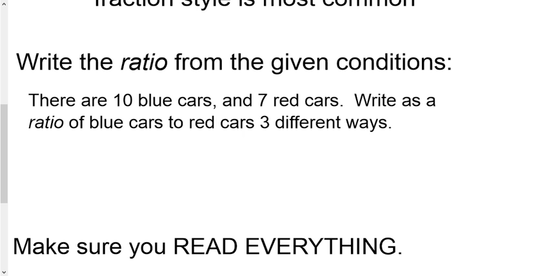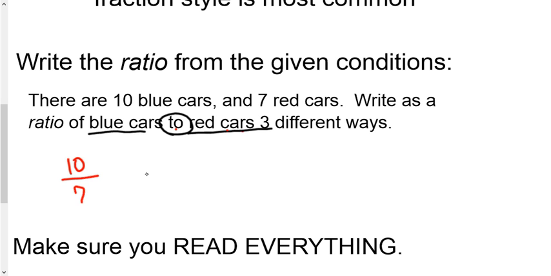Let's see, we said the first way that we could do it was write it as a fraction. And let's see, it says write as a blue car. So how many blue cars do we have? 10. So we'll just put a 10 there. And it says to red cars, 3 different ways. How many red cars do we have? 7 red cars. So we'll put 7 on the bottom. That was our second number that they're wanting, because they told us the order. They said blue cars to red cars. See that "to" right there? They're telling you how they want you to order your ratio. So you do that. 10 blue cars to 7 red cars.